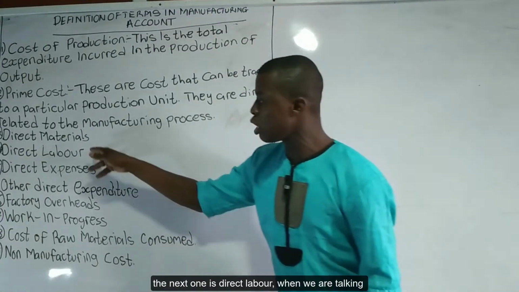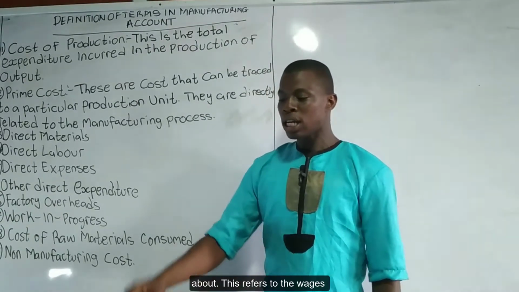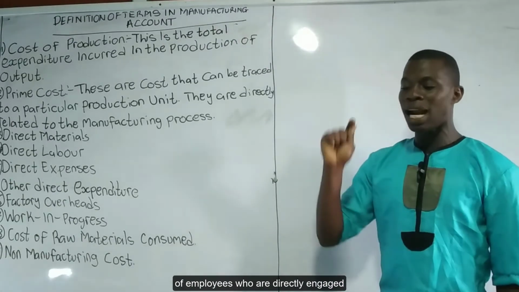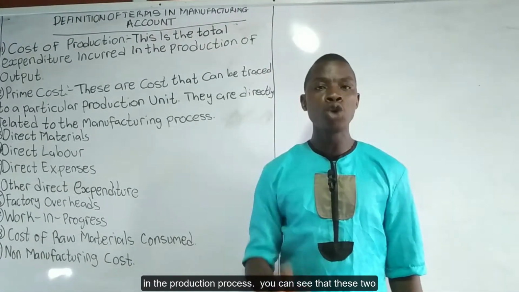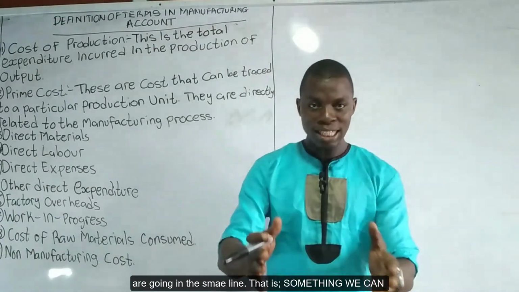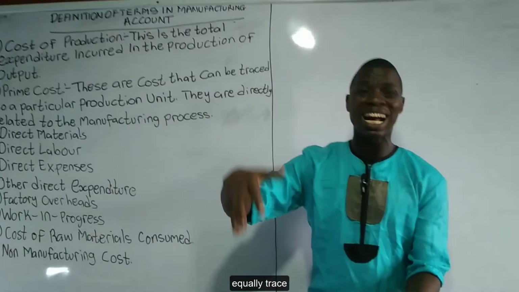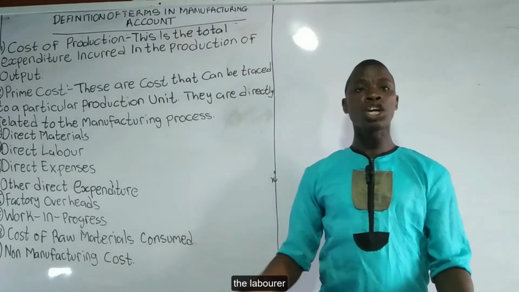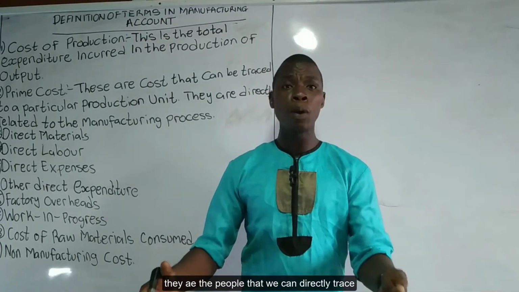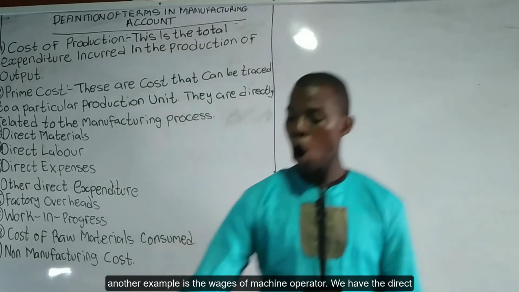Now, the next one is direct labor. When we are talking about direct labor, this refers to the wages of employees who are directly engaged in the production process. You can see that these two are going in the same line. That is something we can equally trace. When these people are working, they are the laborers, the people that we can directly trace. An example is the wages of machine operators.